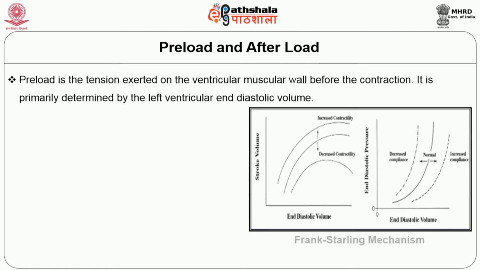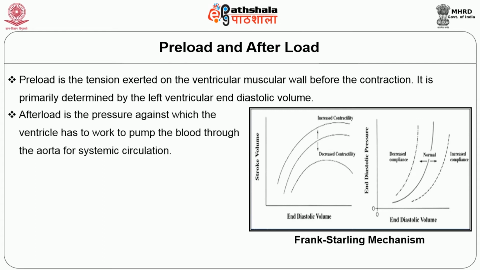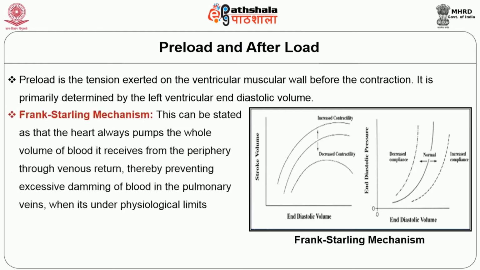Preload is the tension exerted on the ventricular muscle before the contraction. It is primarily determined by the left ventricular end diastolic volume. Afterload is the peripheral resistance, the pressure against which the ventricle has to work to pump the blood through the aorta for systemic circulation. This is primarily dependent on the total peripheral resistance. Now, we will see what the Frank-Starling mechanism is.